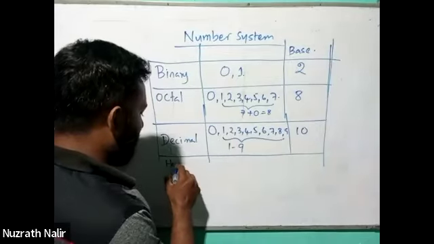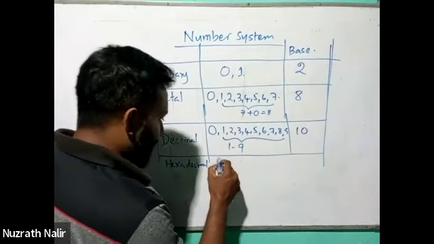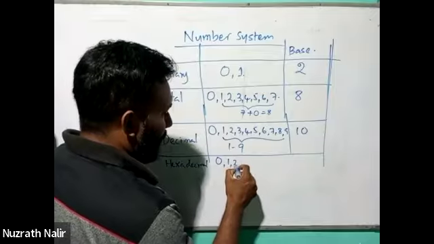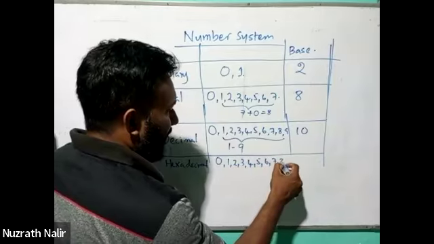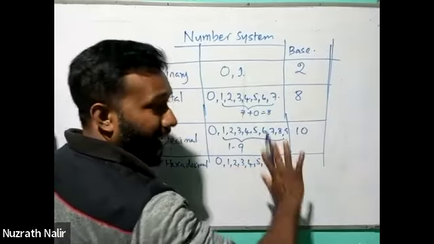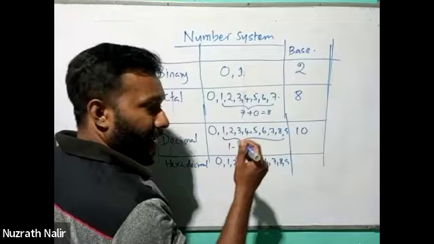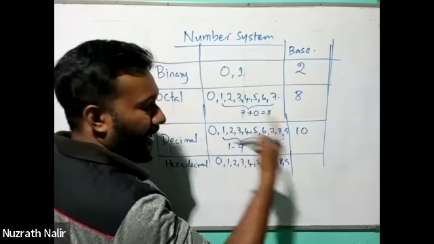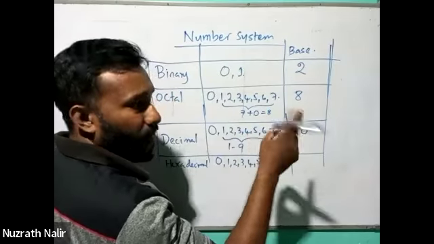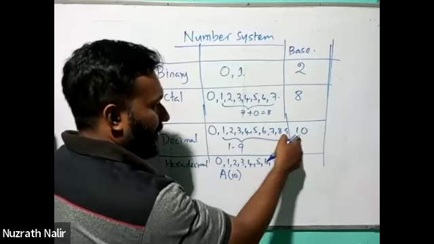Then the hexadecimal: 0 is there. 1, 2, 3, 4, 5, 6, 7, 8, 9. The 9 numbers, as in the decimal, are there. But for the remaining, 10 you can't write down because 10 is in 2 digits. So therefore, A is equal to 10 decimal.